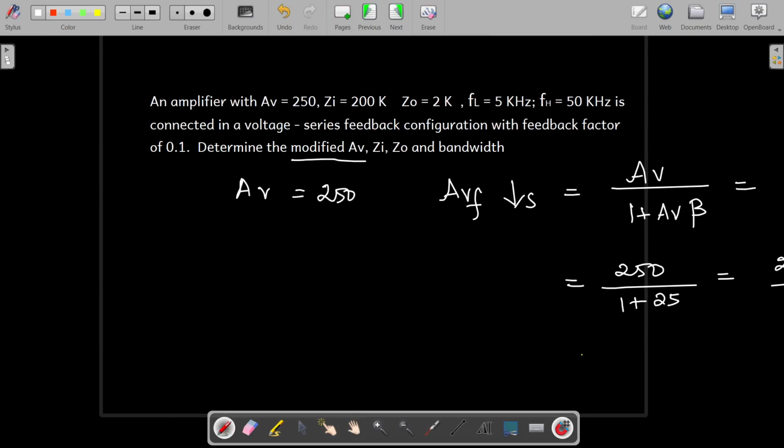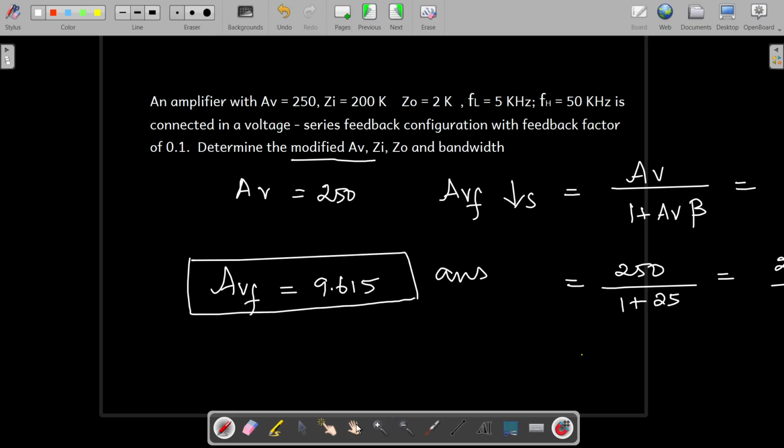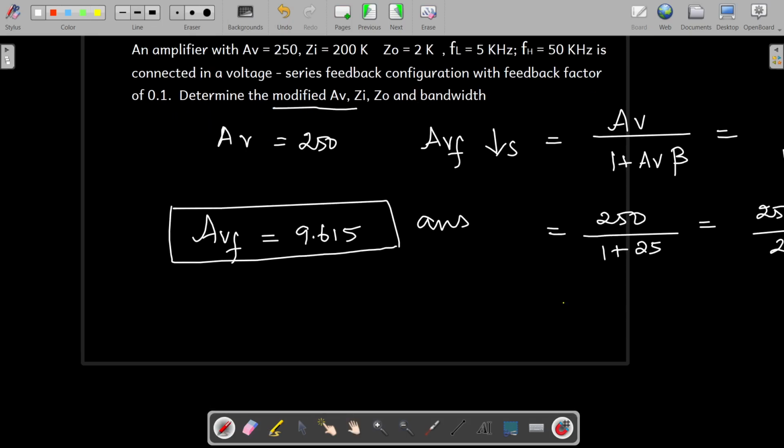Find the modified AV. Modified AV is nothing but AVF, which is equal to 9.615. So this is the first answer you get. Now we go for ZI. What is ZI? It is already given as 200 kilo ohm. We want to find ZIF. So what would happen to ZIF with feedback?